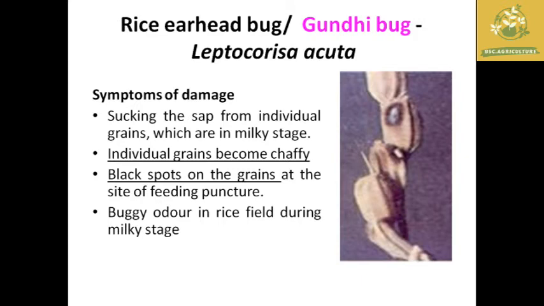And another pest is the rice earhead bug, which has other names like Gundhi bug, and the scientific name is Leptocorisa acuta. The major symptom of damage is that they suck the sap from individual grains, particularly at the milky stage. So the rice earhead bug mainly infests at the milky stage, and the individual grain becomes chaffy and there is no yield, and there is also a black spot on the grain, present at the feeding puncture made by the rice earhead bug. And a buggy odor in the rice field during the milking stage also indicates the presence of rice earhead bugs in the field.